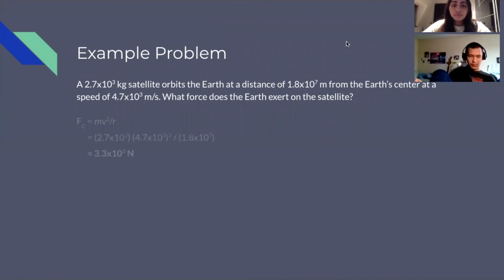Okay, and here we just set the centripetal force equal to mv squared over r, plug things in, and we get 3.3 times 10 to the 3 newtons. The reason it's this simple is that the force exerted by Earth may be gravity, but since it's what's causing the satellite to move in a circle, it's still just centripetal force.